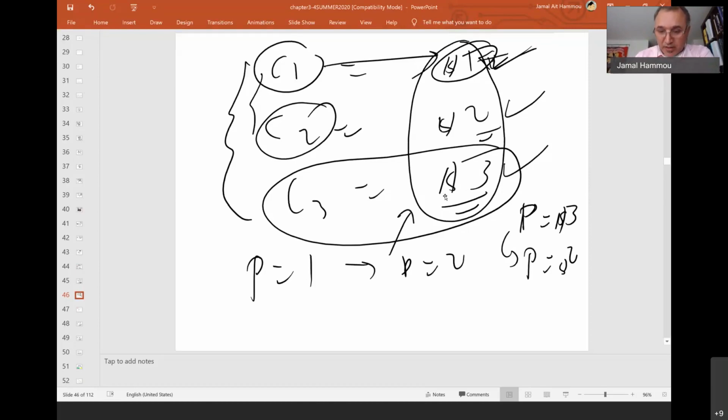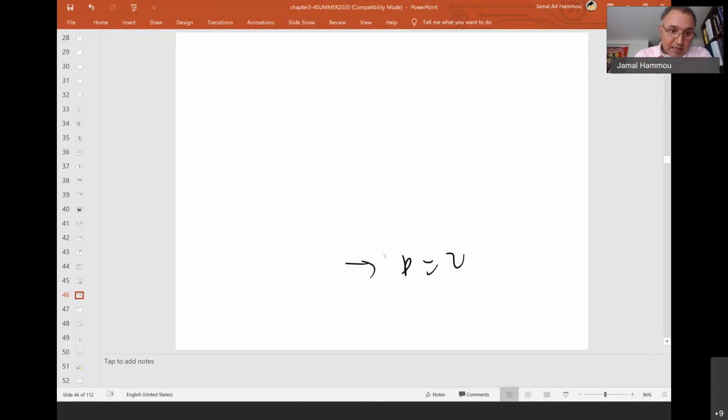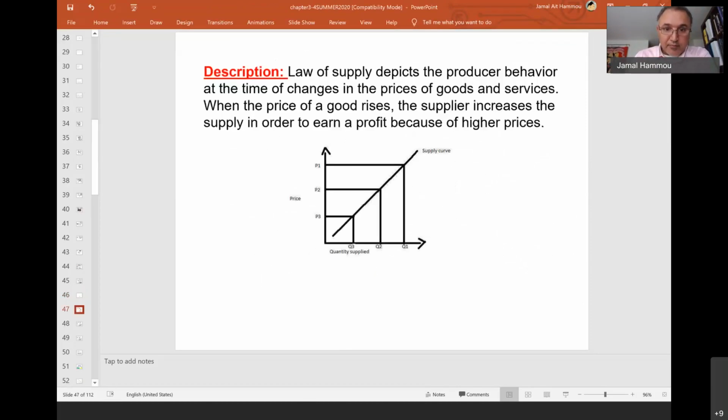Why is it true even in real life? Okay. So you can see the law of supply explains the producer's behavior. The price goes up, quantity supplied increases. The price goes down, the quantity supplied goes down. Makes sense.